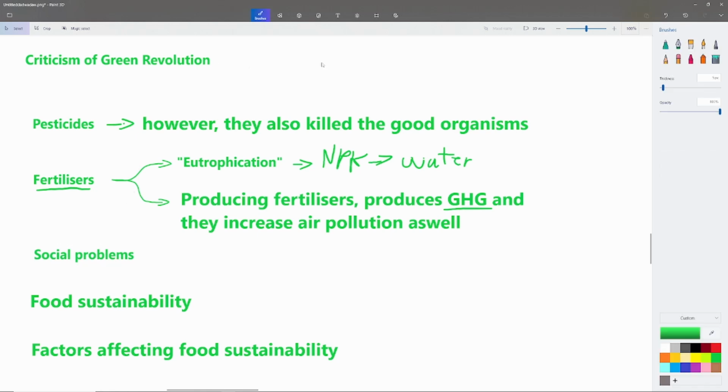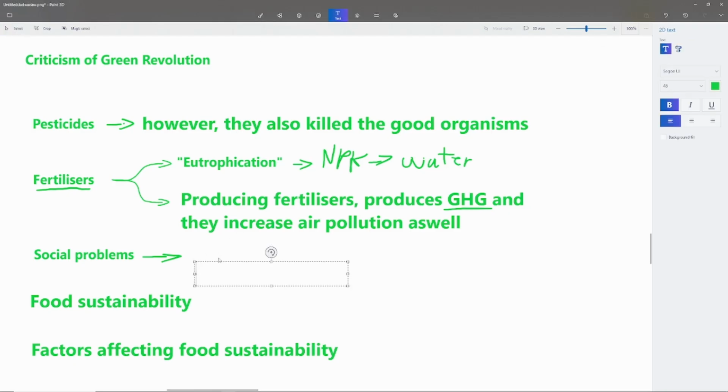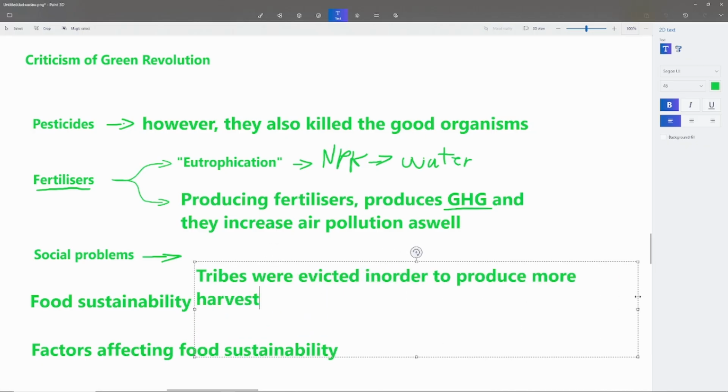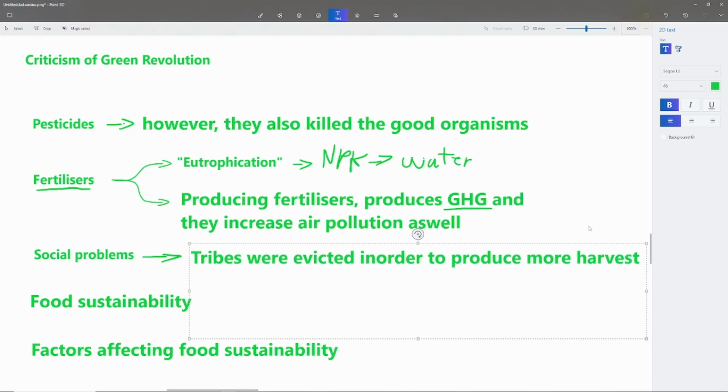And also another criticism of the Green Revolution is that they brought out very many social problems as well. And the main one is actually that the tribes were evicted in order to produce more harvest. So a lot of tribes in America were actually kicked out of their tribes, in that sense, in order to produce more harvest, because they believed that with the new methods like fertilizer, pesticides and better seeds, they could produce more than the tribe itself.